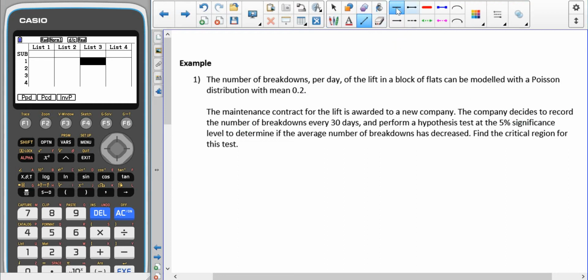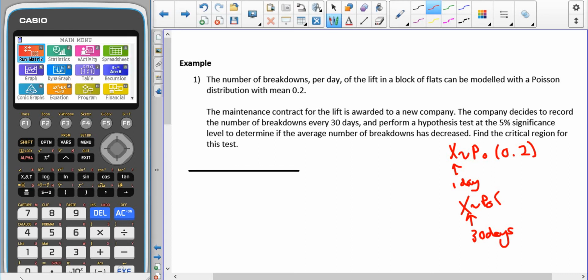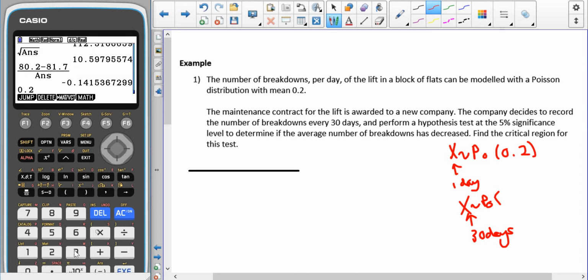So, because we have 30 days instead of a day, we're going to start off with X follows a Poisson distribution with a mean of 0.2. And this is for 1 day, and then we need to change this to 30 days, just as we did with the binomial distribution. So we need to have 0.2 times 30, which hopefully gives us 6, and it does.